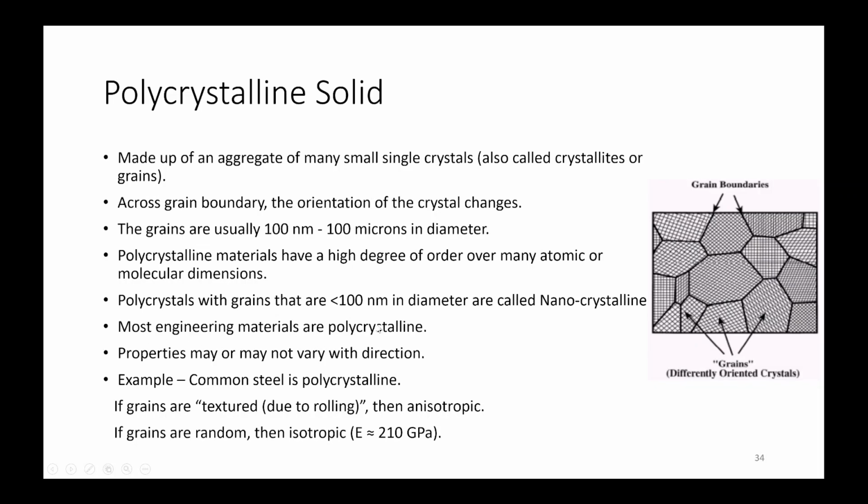Now most engineering materials are polycrystalline. For example, steels or copper, whatever you see around you, these all are polycrystalline. Properties may or may not vary with direction. So these may be either anisotropic or these may be isotropic.